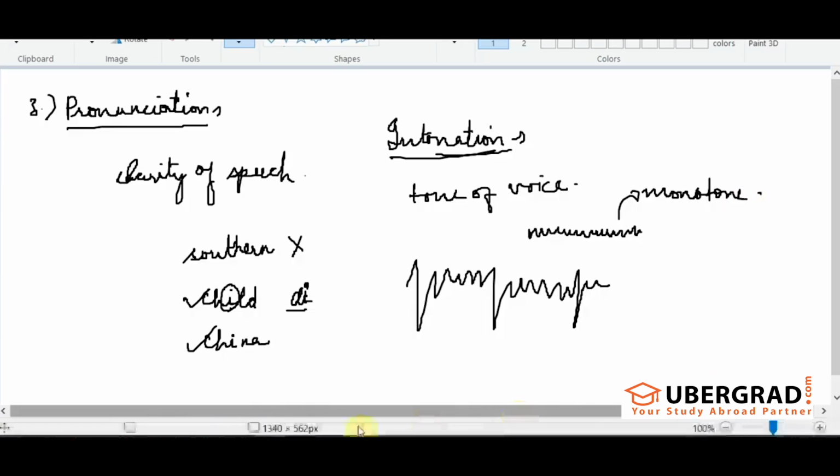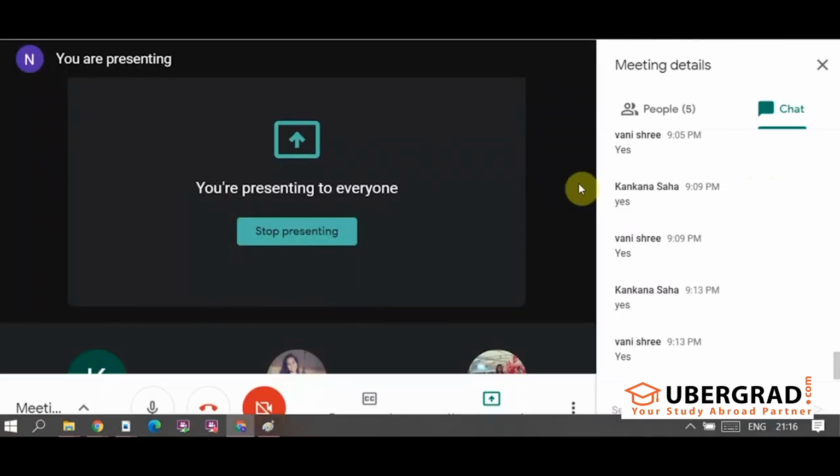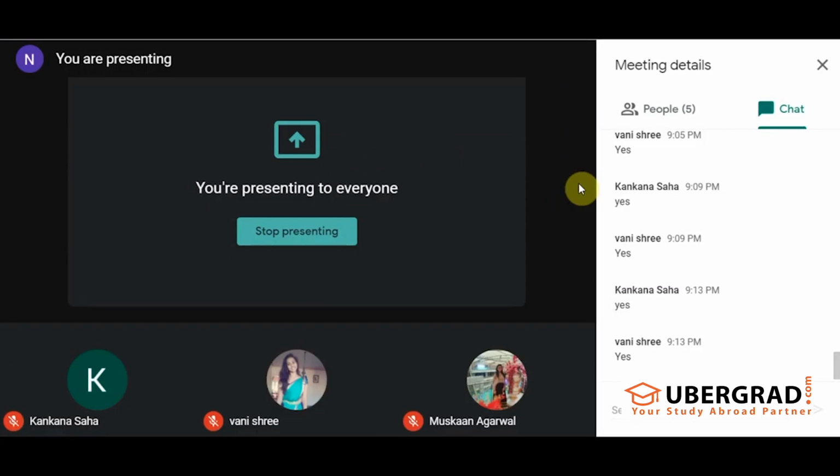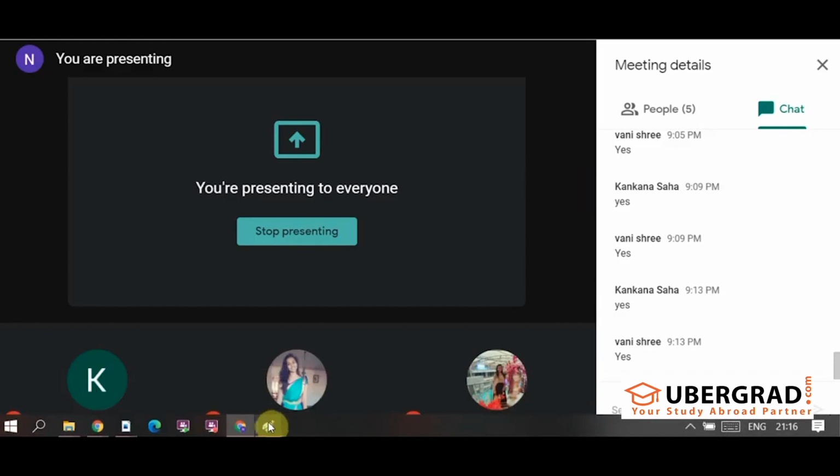Getting it? So if you look at this answer, this is all going in a very flat tone. Right. So it should not be in a flat tone. Everything should not be monotone. Your tone of voice should fluctuate. There should be sharp rise and fall in the tone of voice.